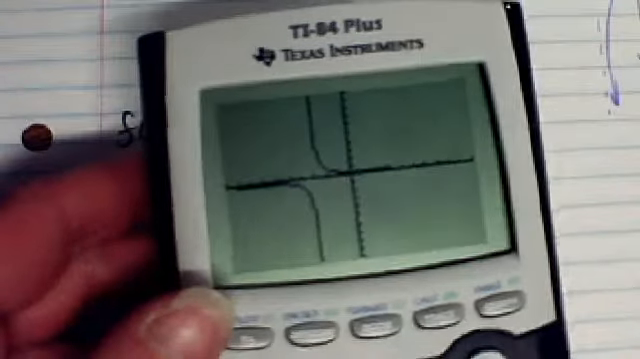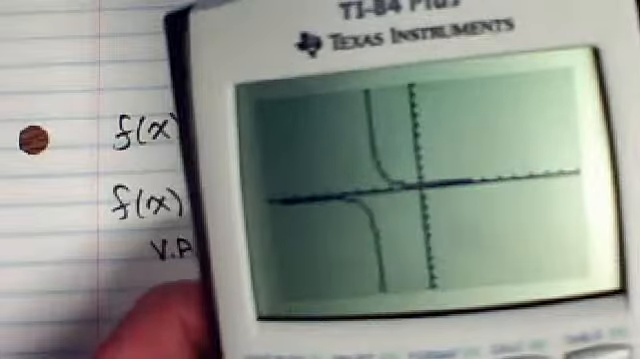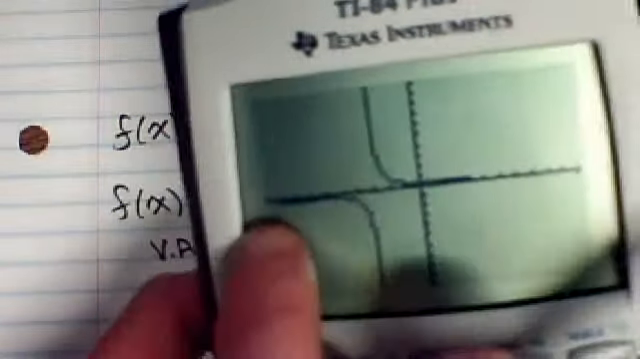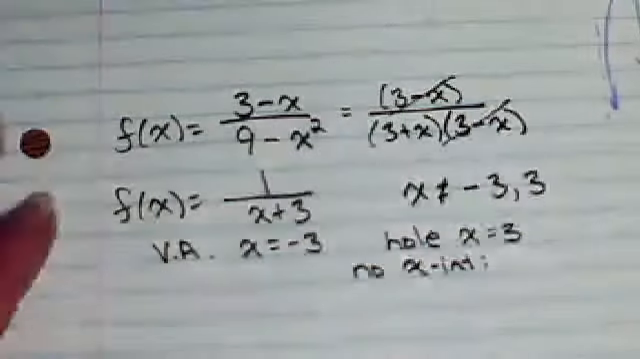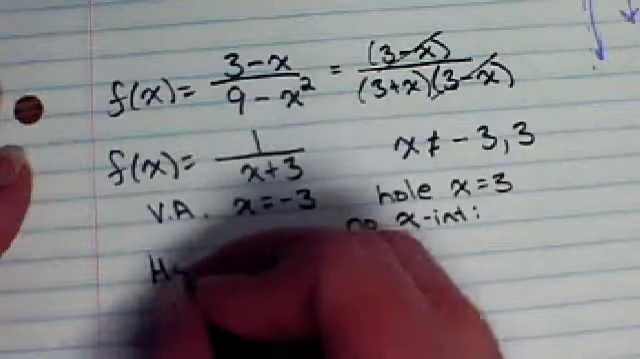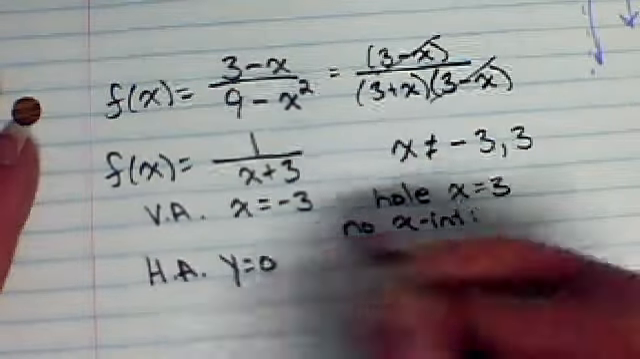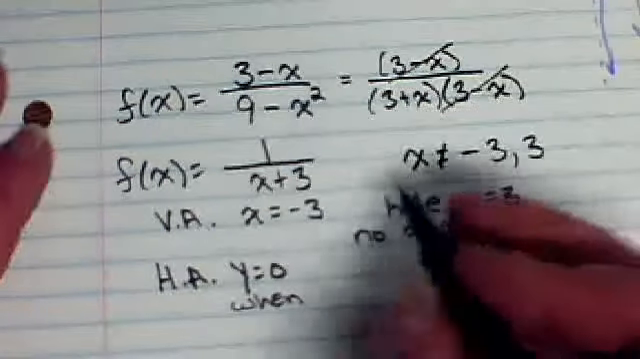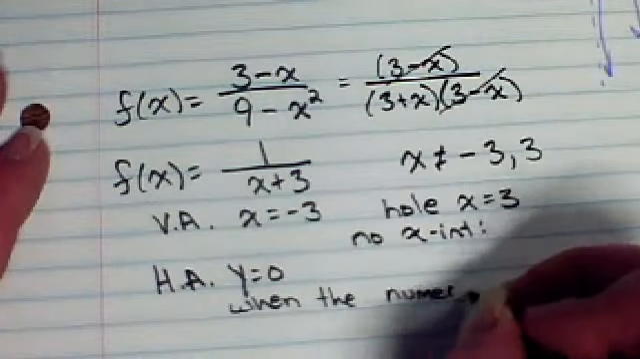Well, that is interesting. I see my vertical asymptote, but where is my horizontal this time? It sure looks like it's at the x-axis, and it actually is. The horizontal asymptote is going to be at y equals 0 when the numerator has a smaller degree.